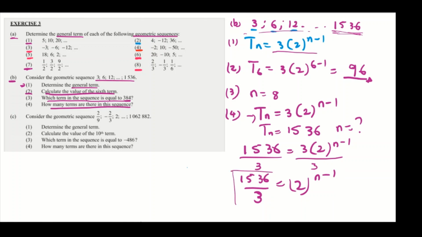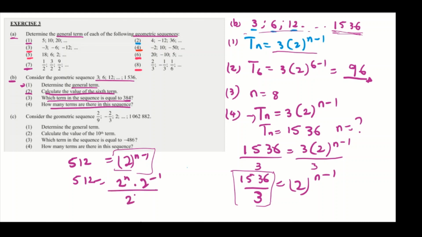Then you punch this into your calculator and you should get 512 equals 2 to the power of n minus 1, in brackets. Then you expand this part, so 512 equals 2 to the power of n multiplied by 2 to the power of minus 1. Divide by 2 to the power of minus 1 on both sides, and you should get 512 over 2 to the power of minus 1, which is 1024, equals 2 to the power of n.